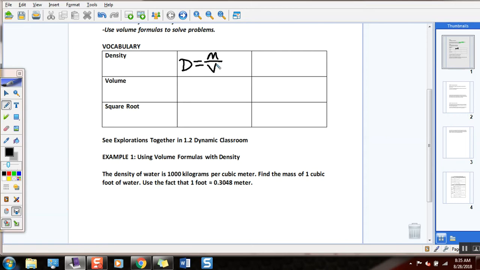So, density is just going to be mass per unit volume. And an example might be the density of something might be 3 kilograms per cubic meter, something like that. Okay? That's an example of a density. For every 1 cubic meter you have, it might be 3 kilograms. Okay?